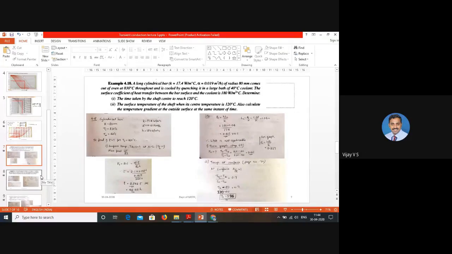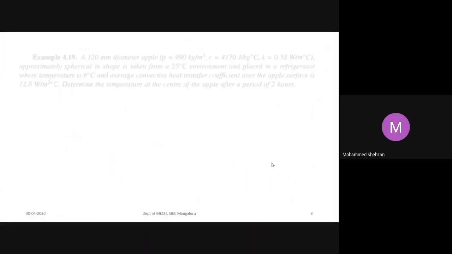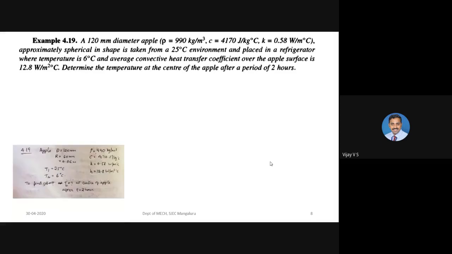Okay. So we will go to the next problem now. That is on sphere. So flat plate is over, cylinder is over. Next one is sphere. So we will solve one apple problem. A 120 diameter apple is given. Density is given, specific heat, K is given, spherical in shape.